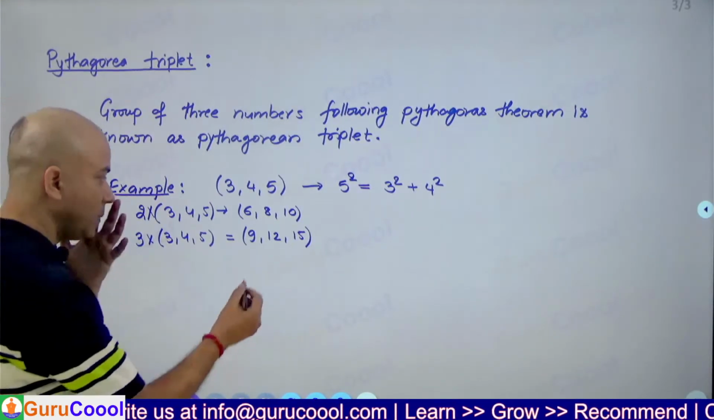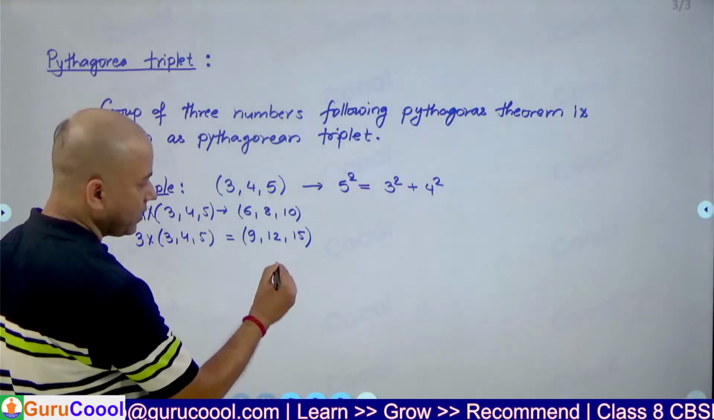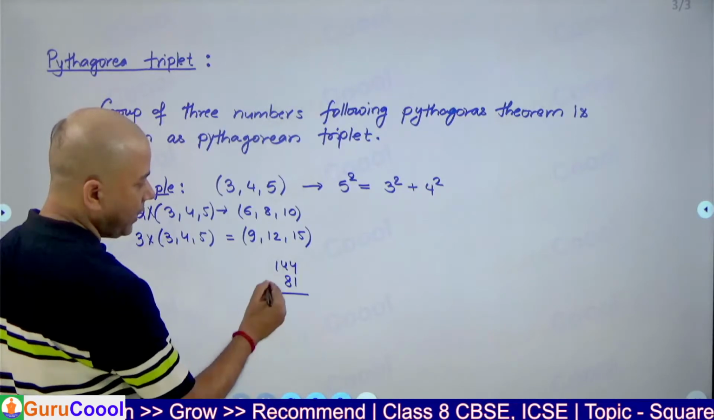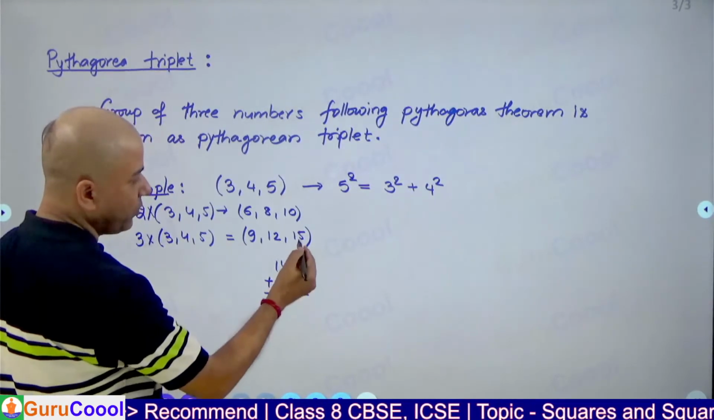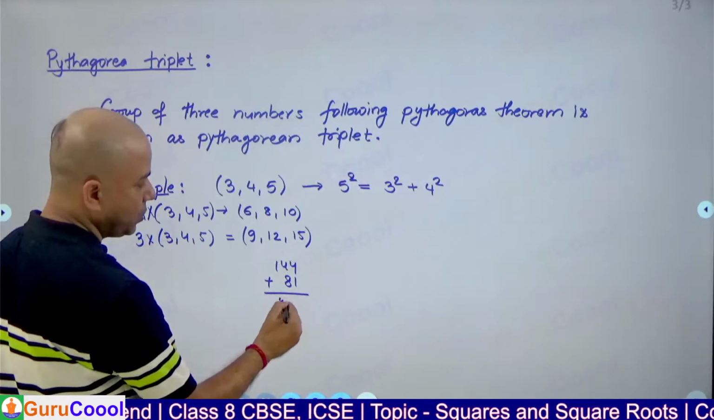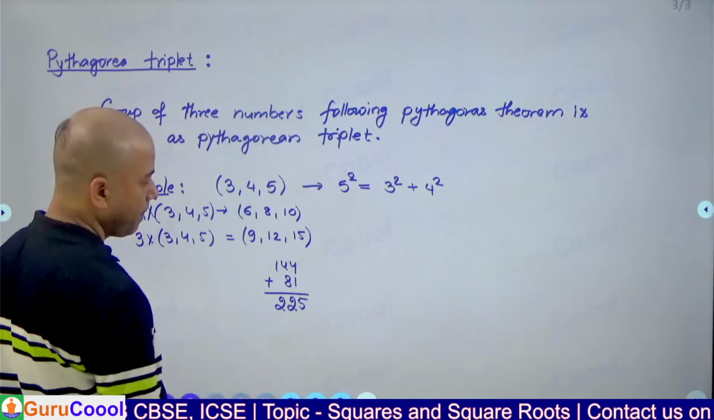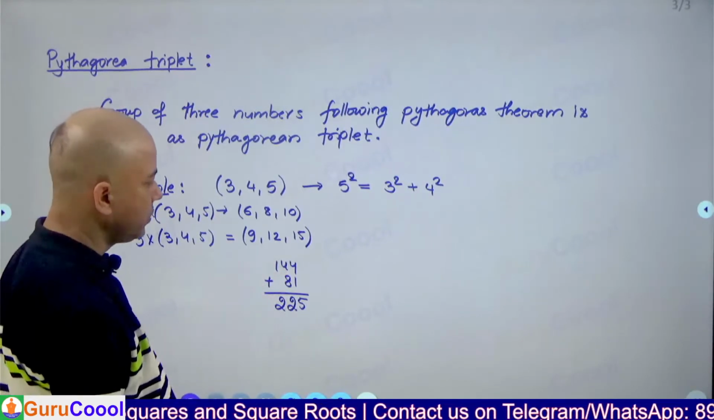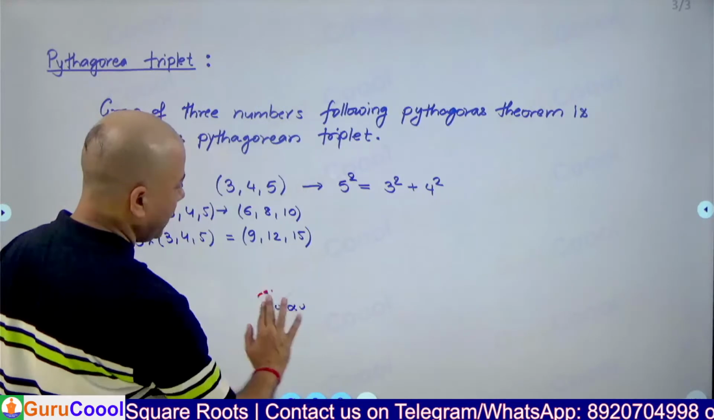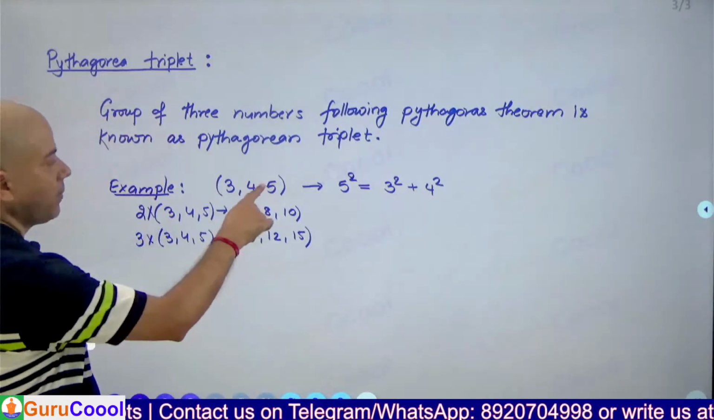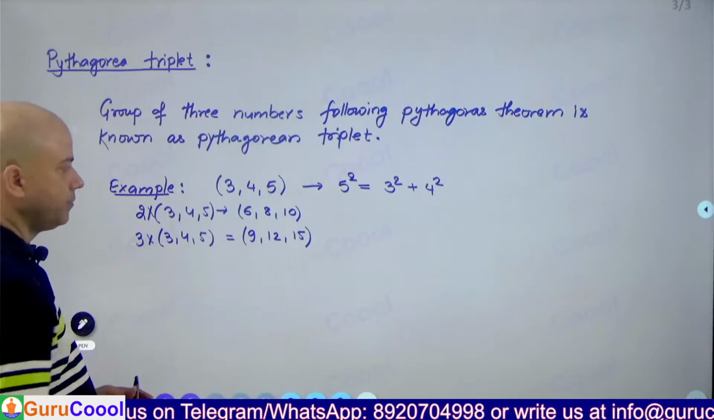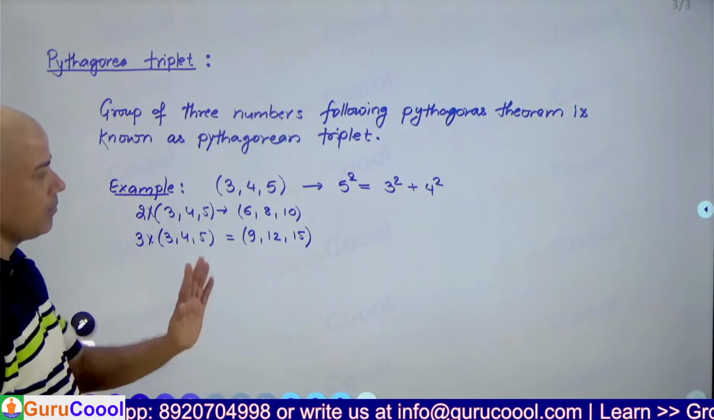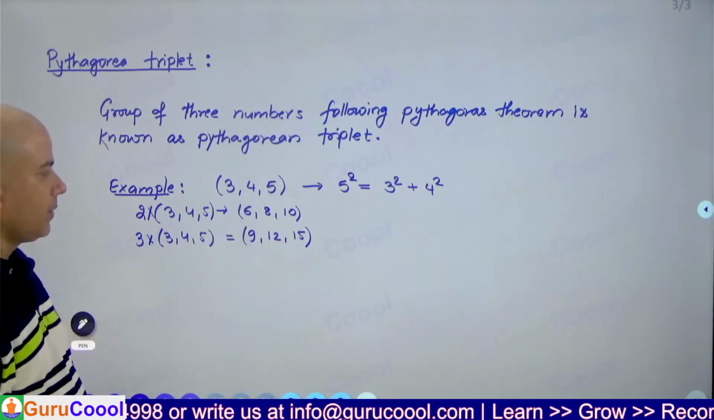You can check it out. 12 square is 144. 9 square is 81. If you add them together, it will be equal to 15 square. What is 15 square? 225. Check it. 225. 4 plus 1, 5. 8 plus 4, 12. 1 plus 1, 2. So if you multiply any Pythagorean triplet with any number, like 2, 3, 4, 5, 6, 7, 8, 9, any number, you always get a Pythagorean triplet.